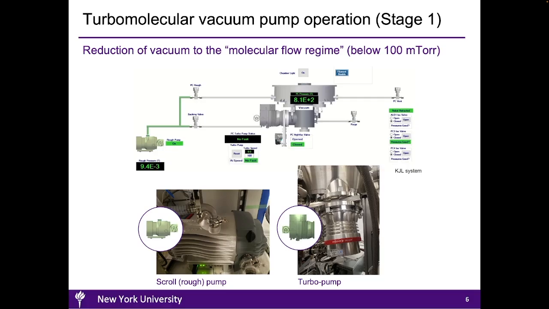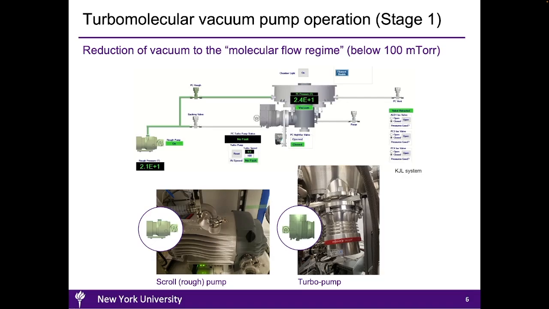In this example, the chamber initially sits at the atmospheric pressure. Therefore, the first stage is to reduce the pressure of the chamber from the atmospheric pressure to below 1 millitorr. This is done by opening the valve between the scroll pump and the chamber.